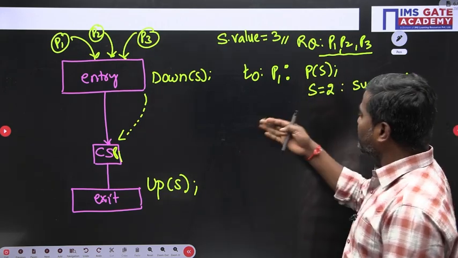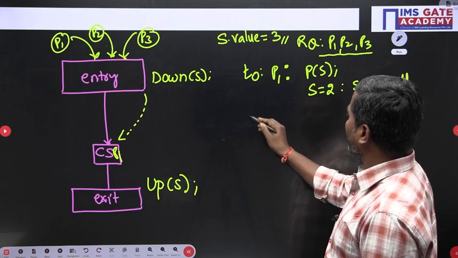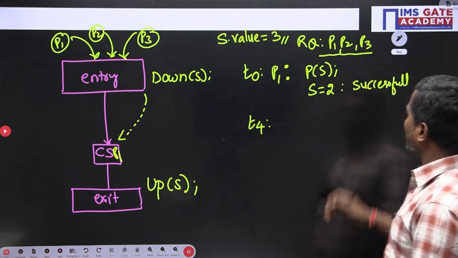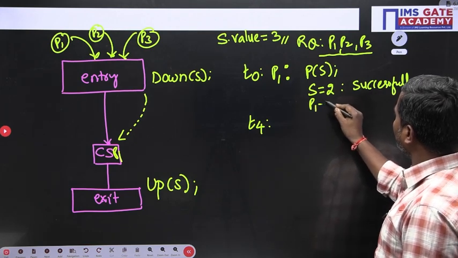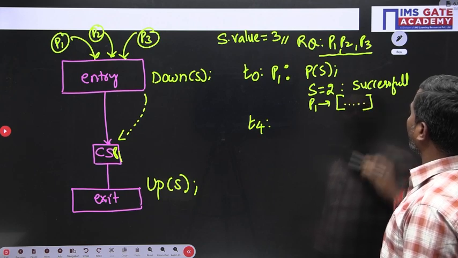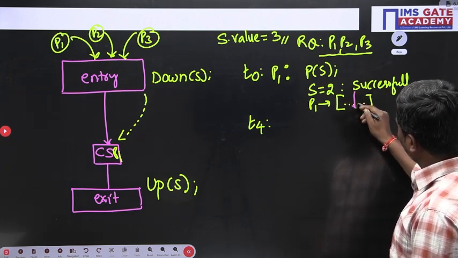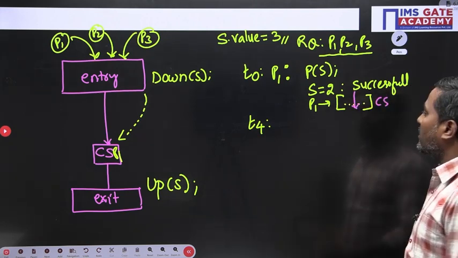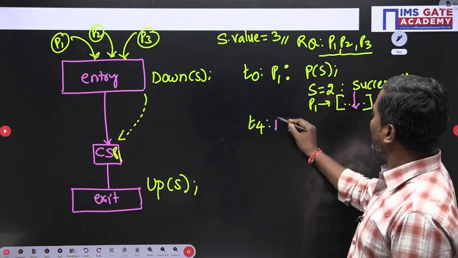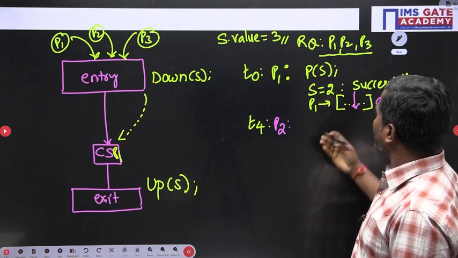Let's say that while process P1 is running in the critical section, after some time, at time T4, a preemption occurs. During the execution of the critical section, the preemption occurs. At time T4, suppose I schedule process P2.